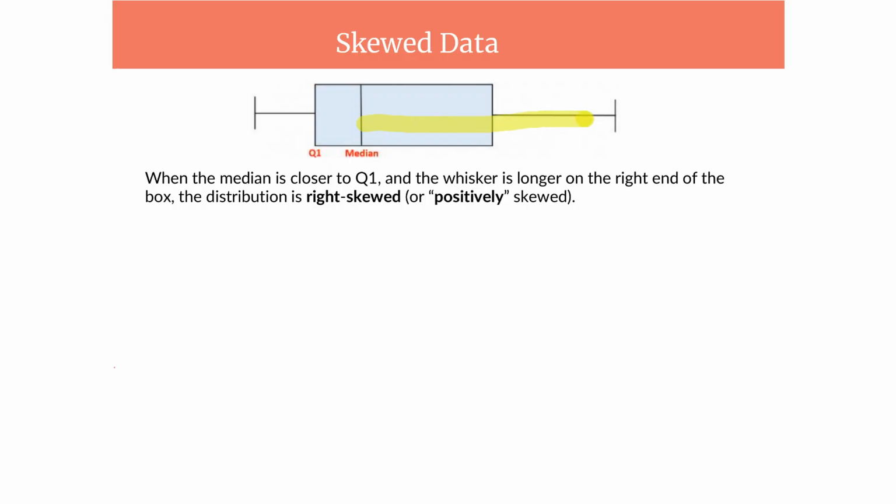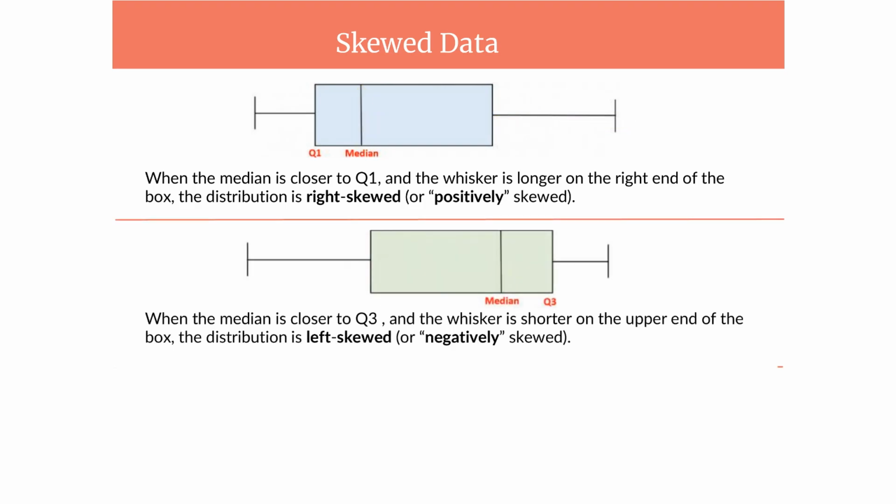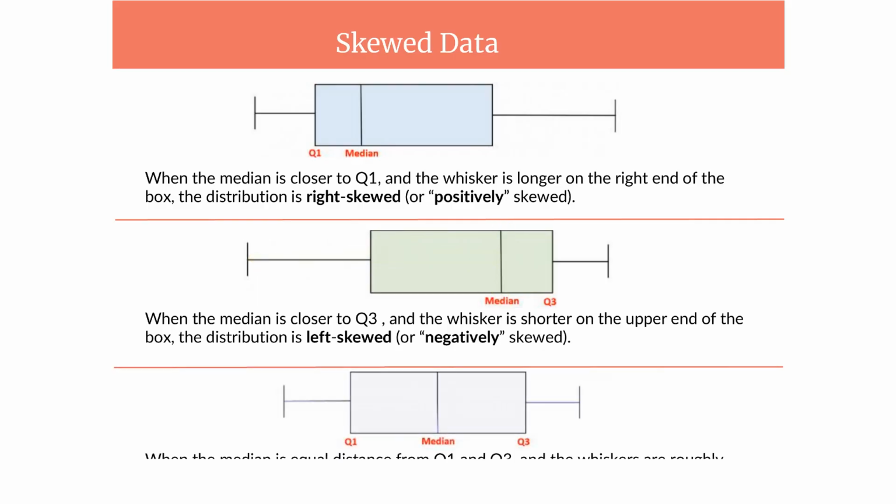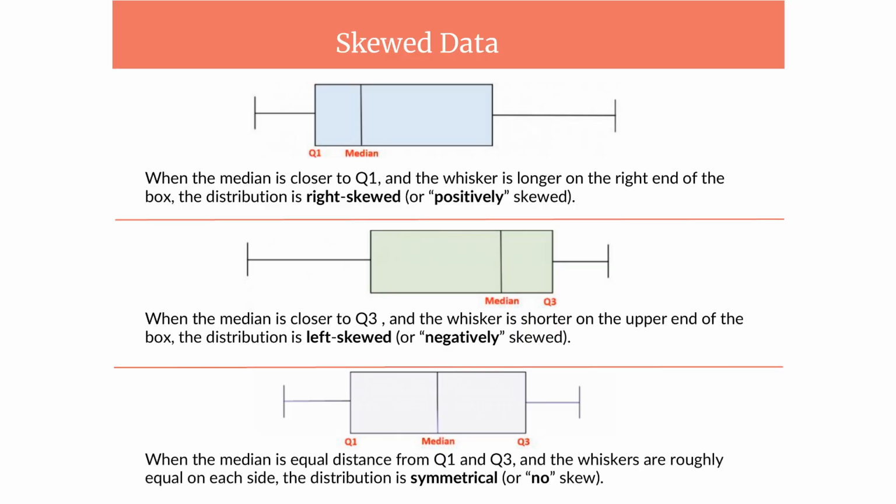When you have the long leg going out to this side, the long side from the median out to the side, that tells us that it's right skewed or positively skewed. When you have the long leg going out the other way from the median, then that's left skewed because it's going to the left. And when there's not really a significant difference, when the median is more or less directly in the middle of Q1 and Q3, then we say it is symmetrical or has no skew.